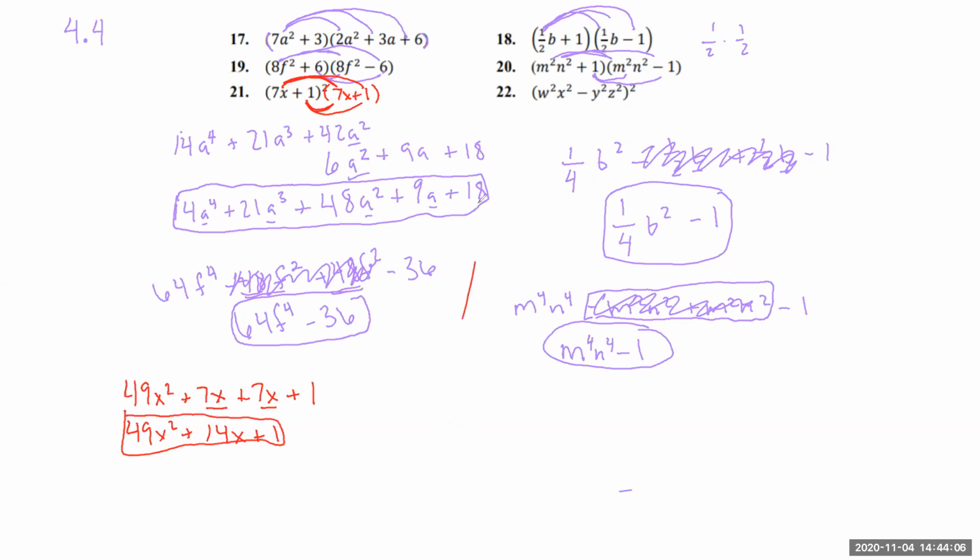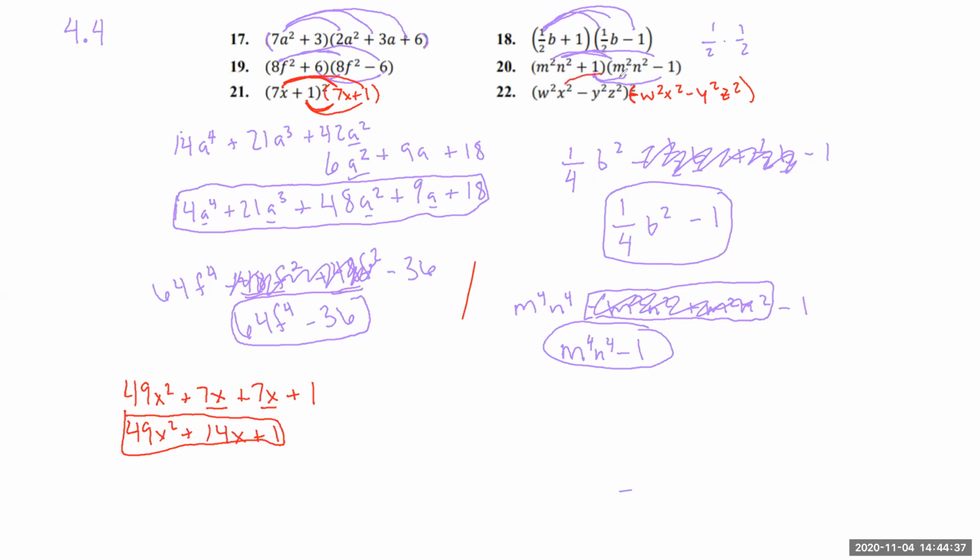Okay, going on to 22. Again, just because the squared is out here, we're not going to take it and distribute it into everything because we have this minus sign in here. So we can't do that. So what we're going to do is make 2 of the same parentheses. So we have w squared x squared minus y squared z squared. Okay, and then we're just going to go ahead and distribute.